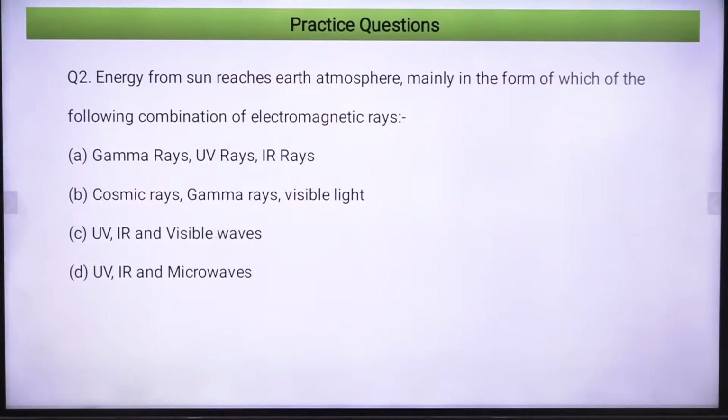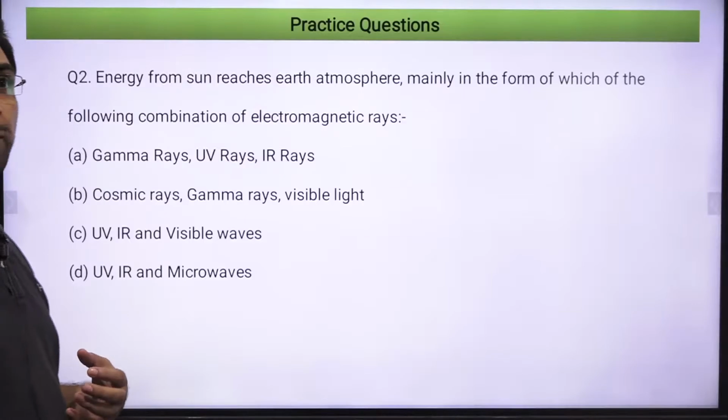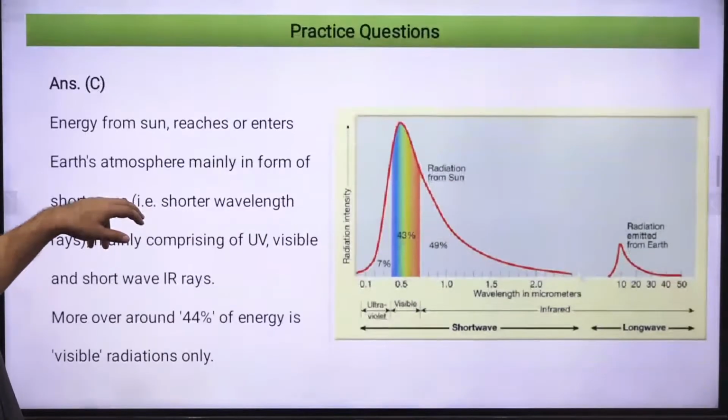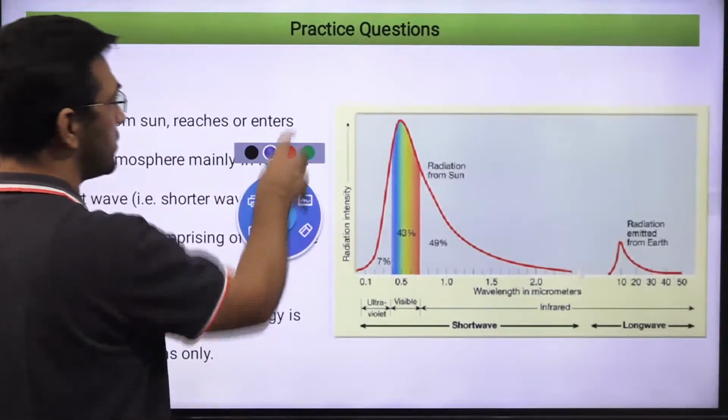What it says: energy from the sun reaches Earth's atmosphere mainly in the form of which of the following combinations of electromagnetic rays? I think this is more of a factual question, but you need to have the idea. Basically, yes, you are right. This is correct, option C. So this is how the distribution is.